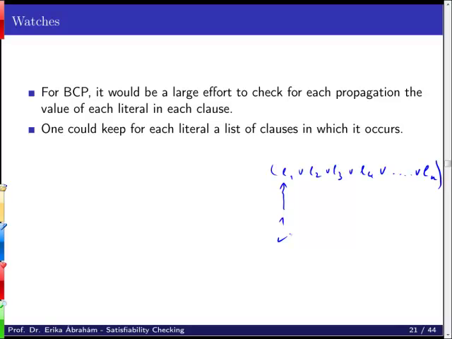If none of them is true, then at which point can this clause imply something? How many literals must become false to imply? N minus 1. So only one is unassigned. Only then it can imply. But as long as two are unassigned, it cannot imply anything.